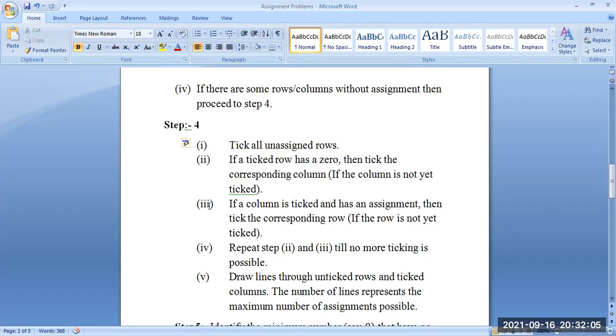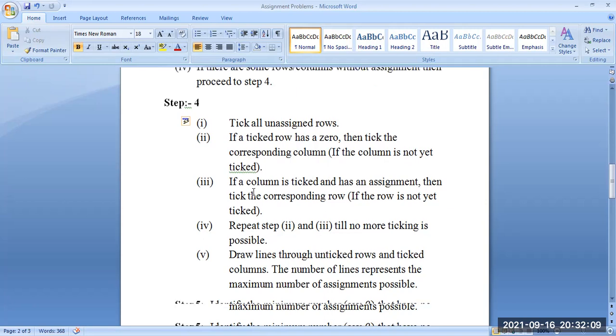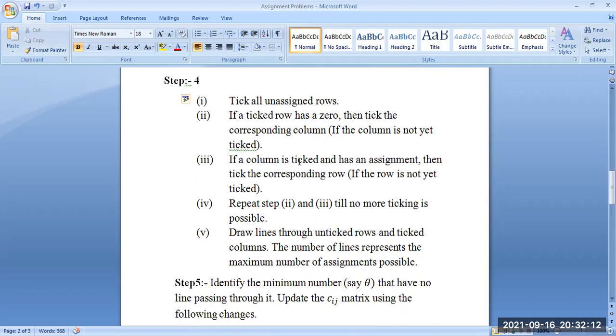If the column is not yet ticked, अगर वो कॉलम पहले कहीं टिक नहीं हुआ, if already ticked, then there is no need. If a column is ticked, and अब third point, so these are very important points, so keep focus on these 3-4 points. First step में we tick the unassigned rows. Second step में अगर उस रो में कहीं 0 मिलता है तो उस कॉलम को टिक करना है. Third point, if a column is ticked and has an assignment, then tick the corresponding row.